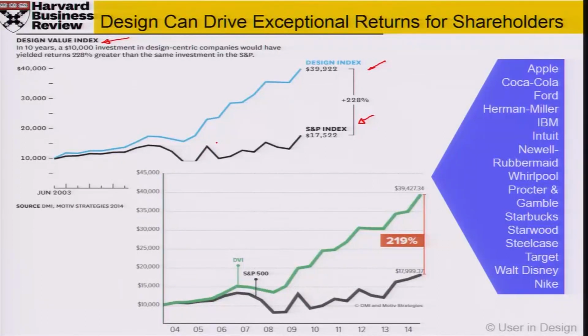The study done here is mostly from about 75 publicly traded firms, out of which the 15 listed here are the ones which really value design, or are able to introduce more design interventions towards their final sales. Those 15 companies showed a tremendous improvement in their returns because of a small investment in the design area. So, that is how design can drive exceptional returns for its shareholders.